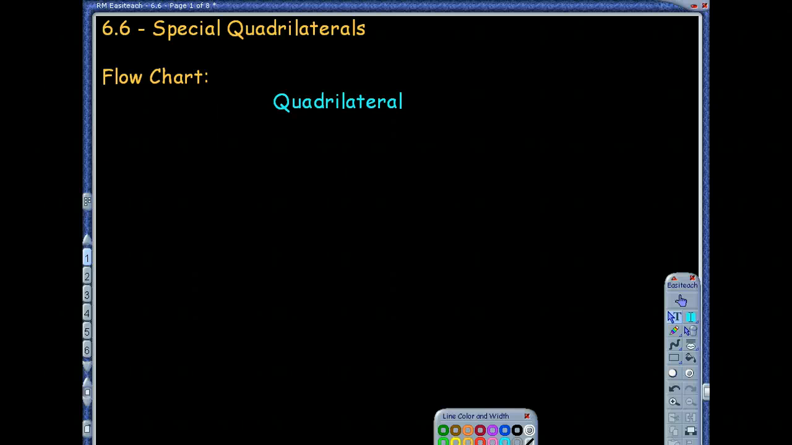Section 6.6 is dealing with, notice the title, it says Special Quadrilaterals. So really, today we're not going to be talking about any new quadrilateral. Last night was the last set of new quadrilaterals. So this one is just tying it all together.